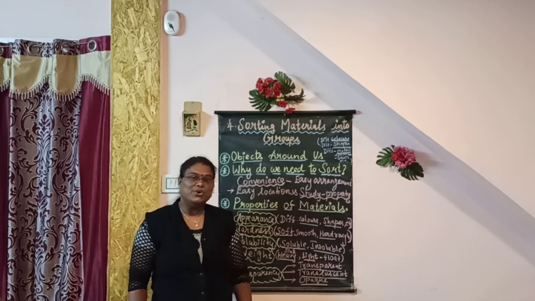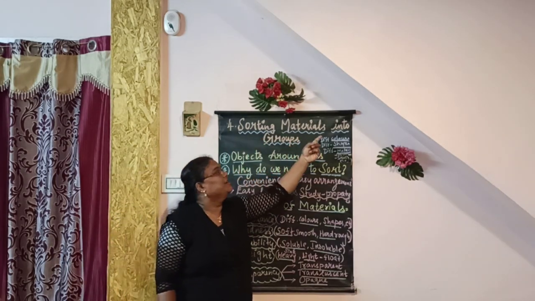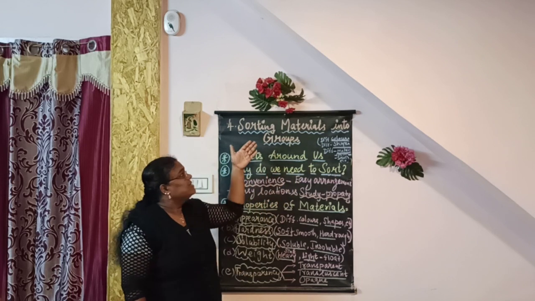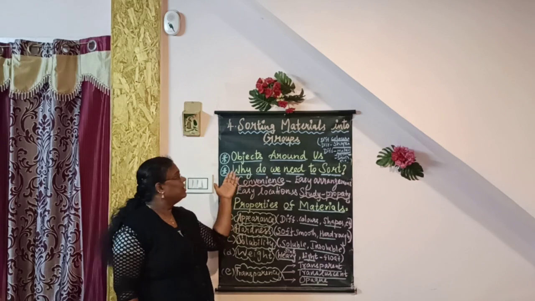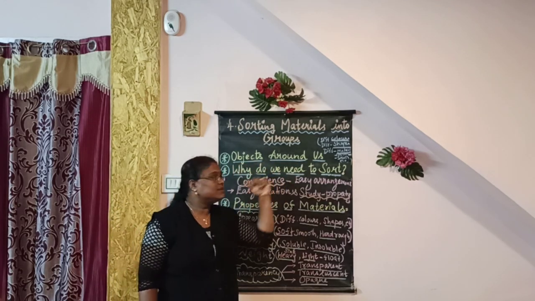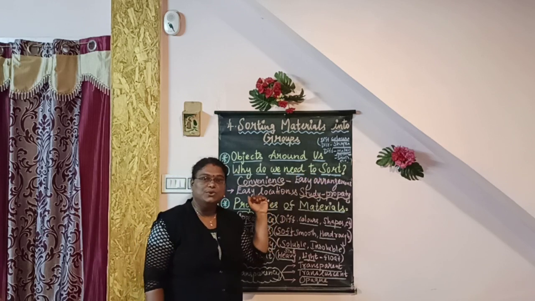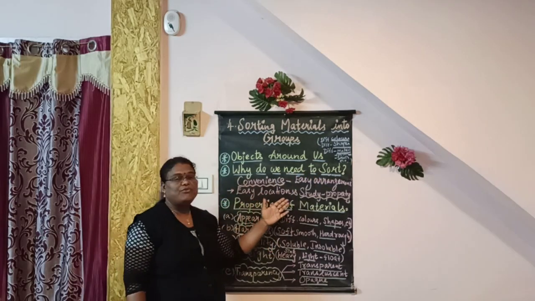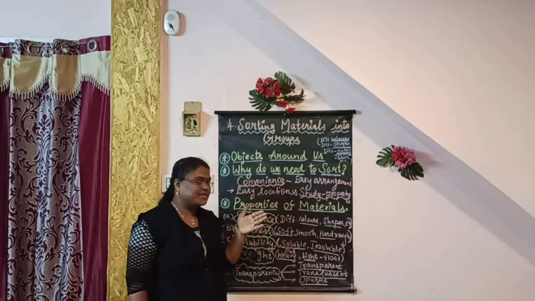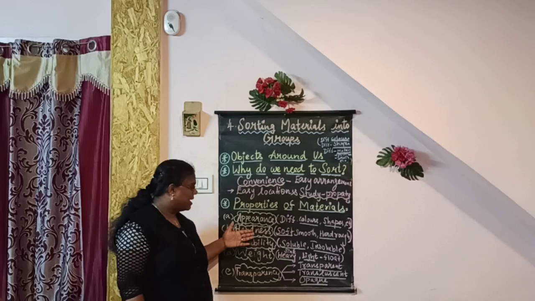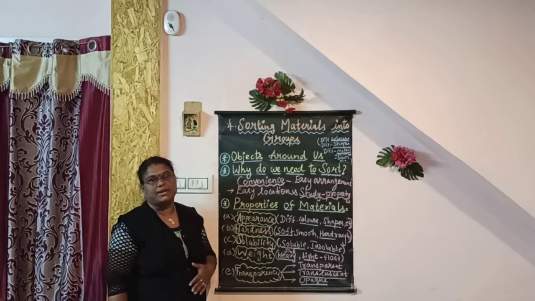In this video, we are going to see chapter 4, sorting materials into groups. Under this chapter, we are going to see many topics like objects around us, why do we need to sort materials into groups, and properties of materials. Under properties of materials, we are going to study appearance, hardness, solubility, weight and transparency.